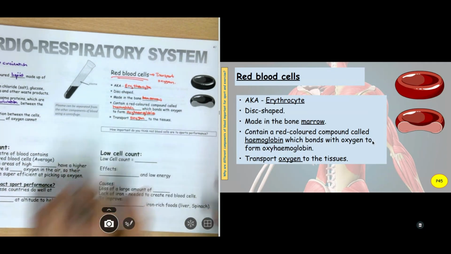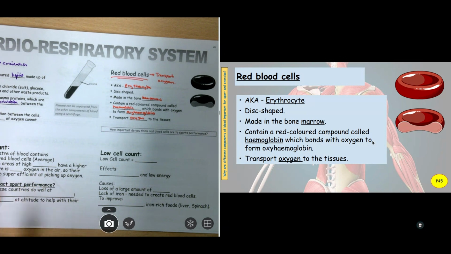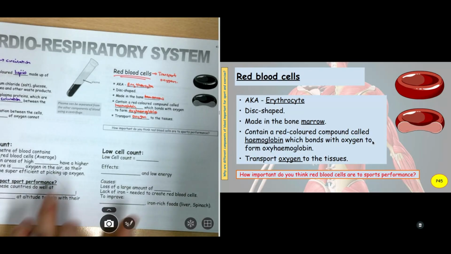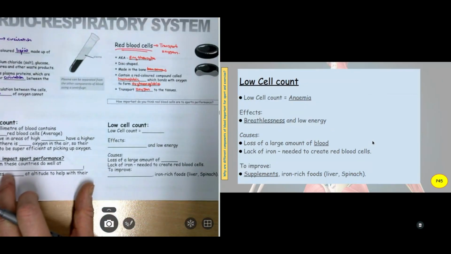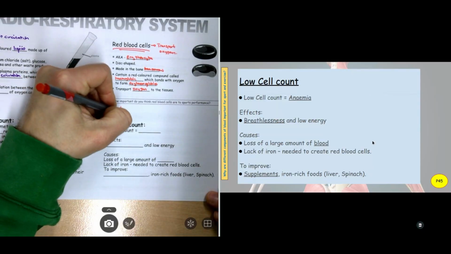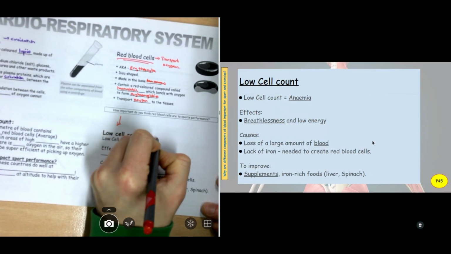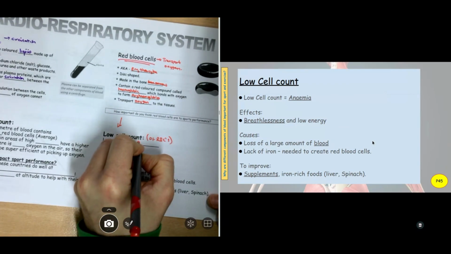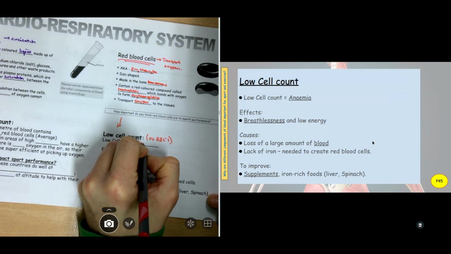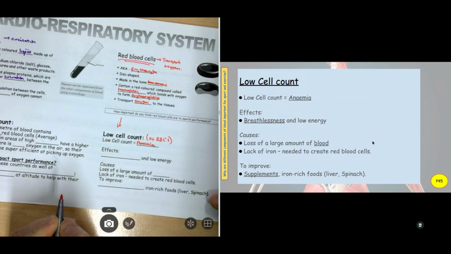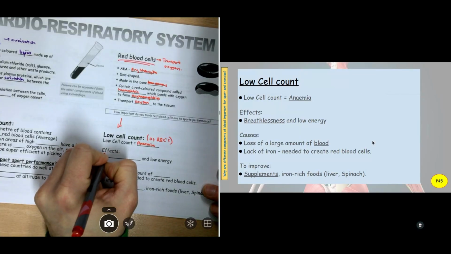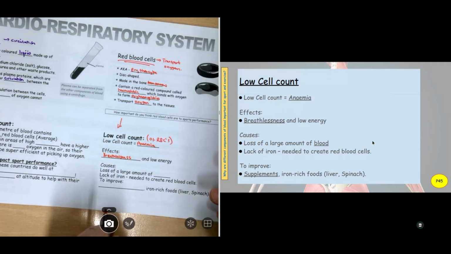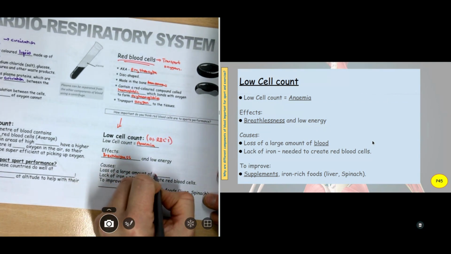Red blood cells are going to be one of the most important ones we're going to need to be familiar with. Obviously with this being a sports course, there's going to be a lot of information, a lot of questions about this. So linking to sport performance, we're now just going to fill out the 2 areas at the bottom. If you've got a low cell count of red blood cells, that can sometimes be referred to as being anemic or anemia. The effects of that will be breathlessness or low energy. It can be caused by losing a large amount of blood.